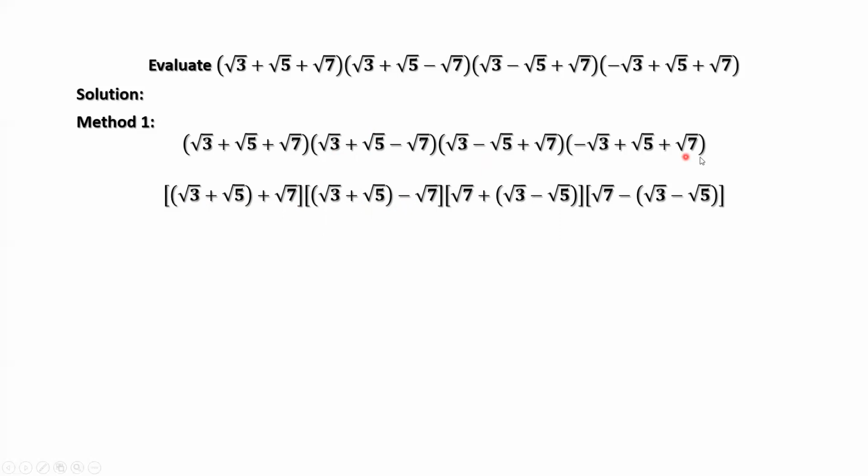Consider the last two factors. We move square root of 7 in front, then plus square root of 3 minus square root of 5. For the last factor, we move square root of 7 in front, then minus square root of 3 minus square root of 5. The last two factors, we group them as a pair.